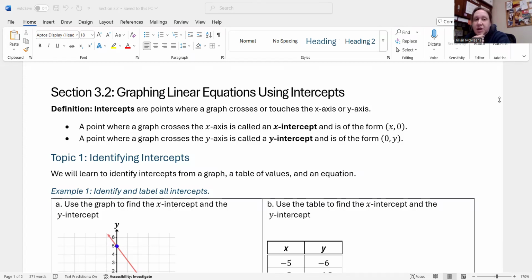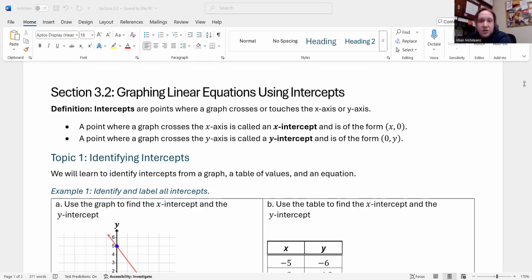So, definition: intercepts are points where a graph crosses or touches the x or the y axis. A point where a graph crosses the x-axis is called an x-intercept and is of the form (x, 0), okay? And a point where the graph crosses the y-axis is called a y-intercept and is of the form (0, y). So let's look at this separately.